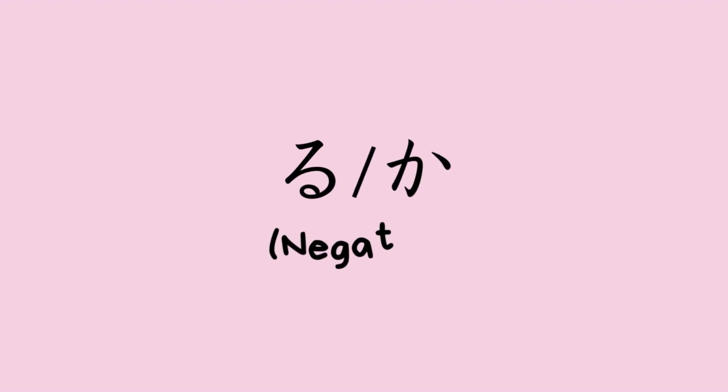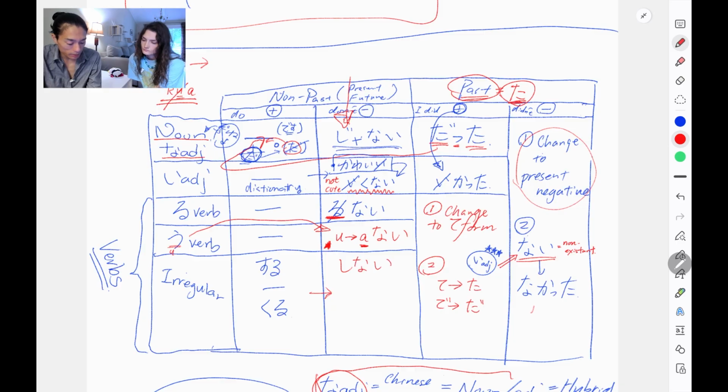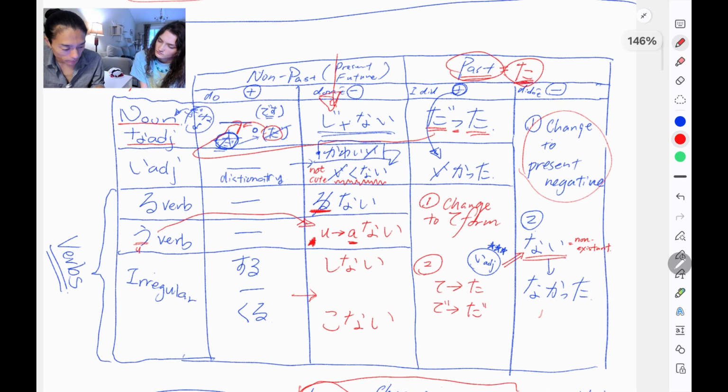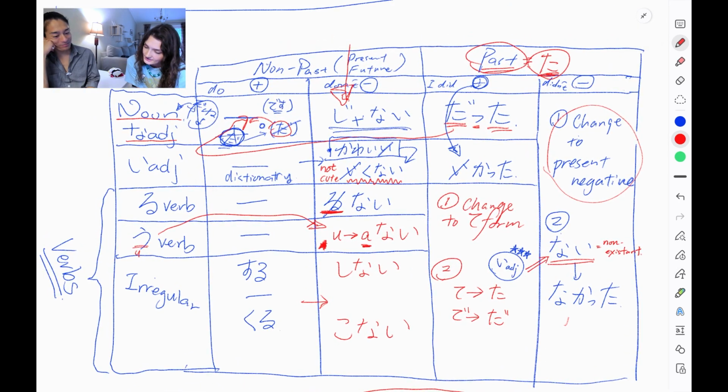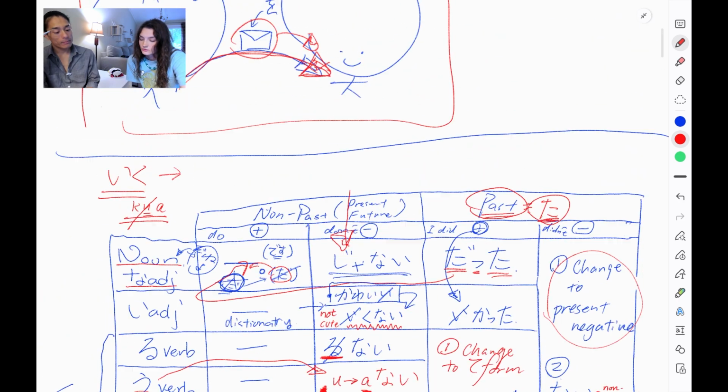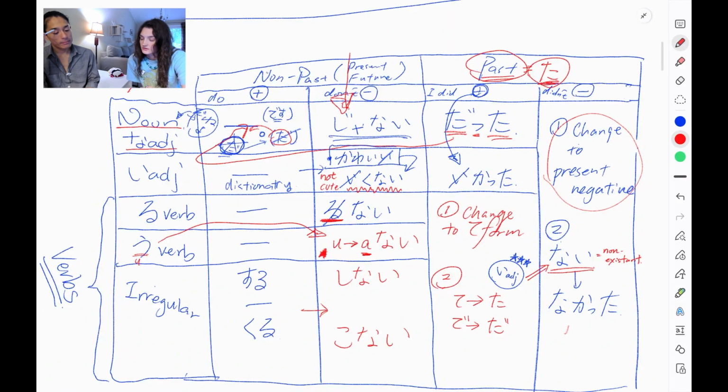Last one to cover is negative for do and come. Shinai, I don't do. Kuru, konai, I don't come. And this is the full chart. That's a lot to take in. So for these top 2 in the past tense, these have specific rules, but the rest is the same for the verbs.